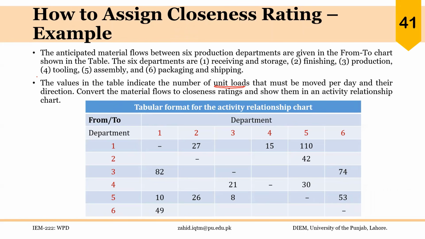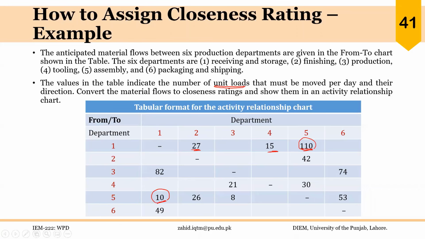So for example, the movement from department 1 to 2, that is receiving and storage to finishing, is 27 unit loads, and from say 1 to 4 is 15, and say from 1 to 5 is 110, and from 5 to 1 it is 10. So we have to add them up. From department 1 to 5 it is 110, so that is the forward movement, and from 5 to 1 it is 10. So that is the backward movement.